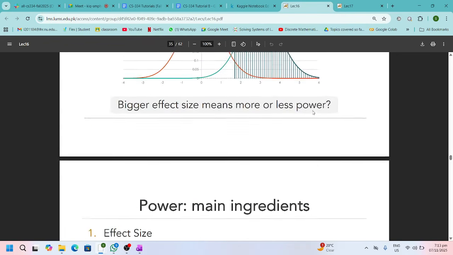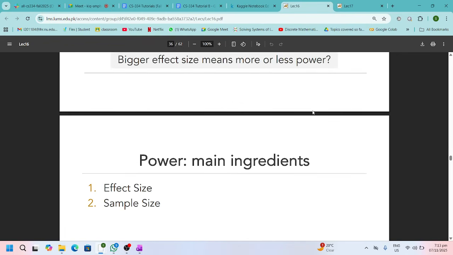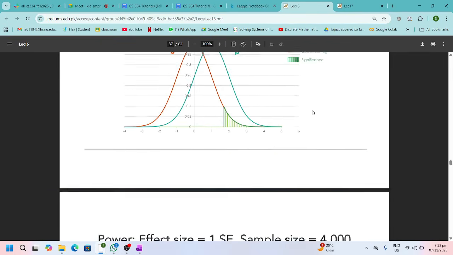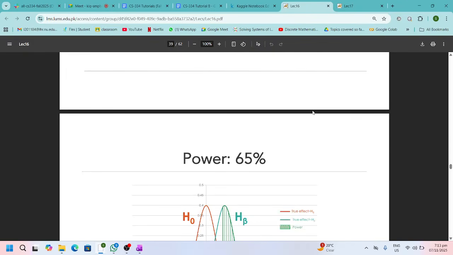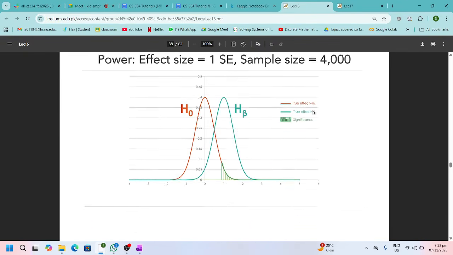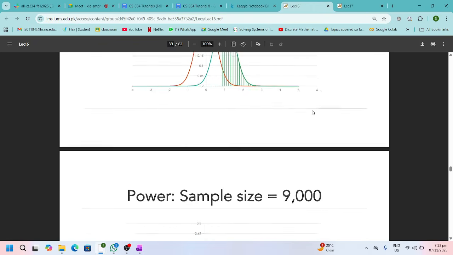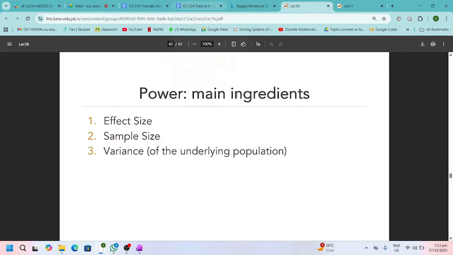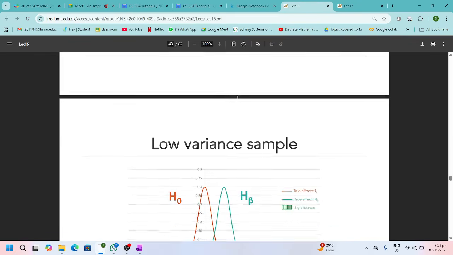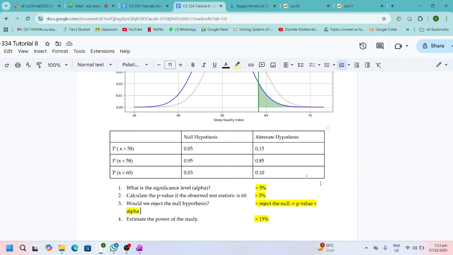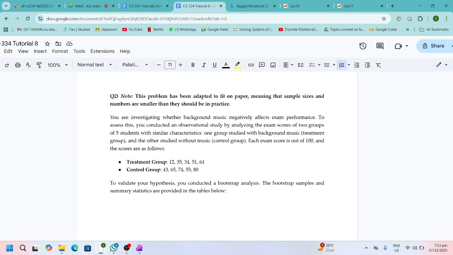There are three things that are influencing power over here: the effect size. The more the effect size, the more the power. And then you have the sample size. The more the sample size, the more the power. And lastly, you have the spread. The less the variance of the population, the more the statistical power. With that, let's move on.